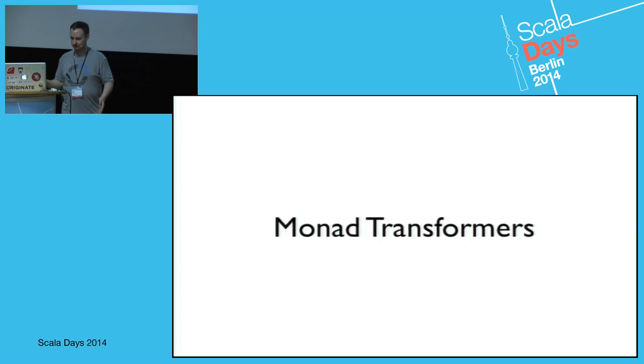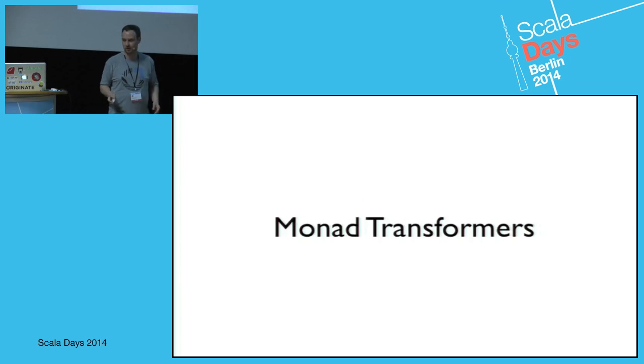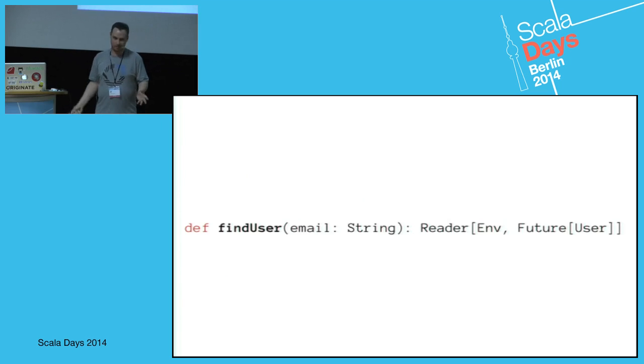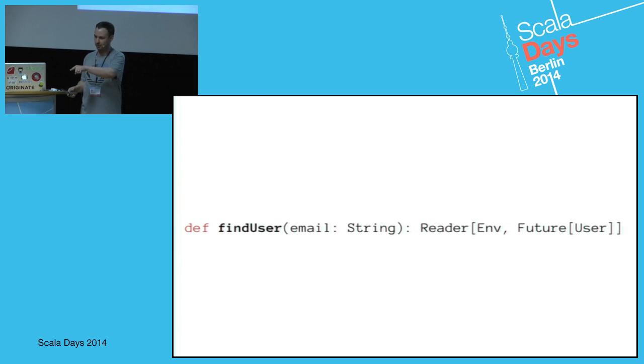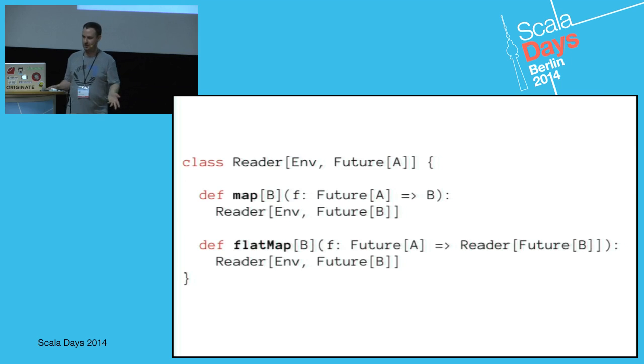So there's a solution called monad transformers. The basic problem is our methods like find user, the signature here is a reader from environment to a future of user, which has map and flat map signatures that look like this. And the key problem is right here. This parameter is a future.